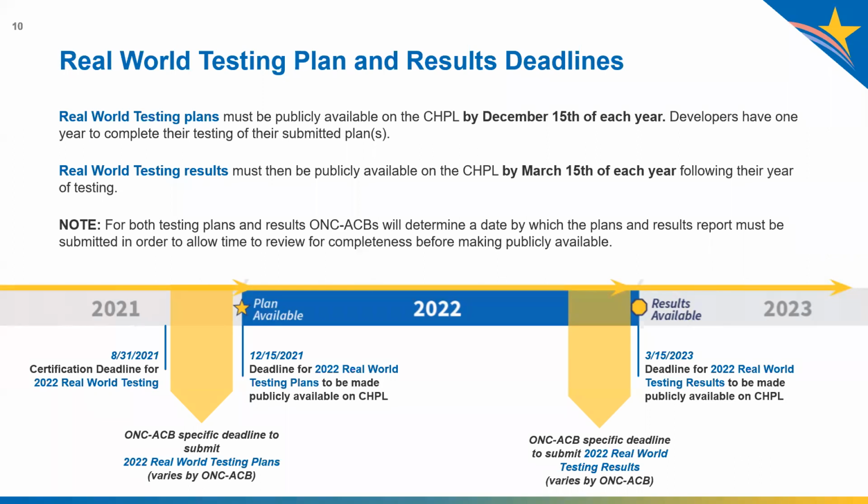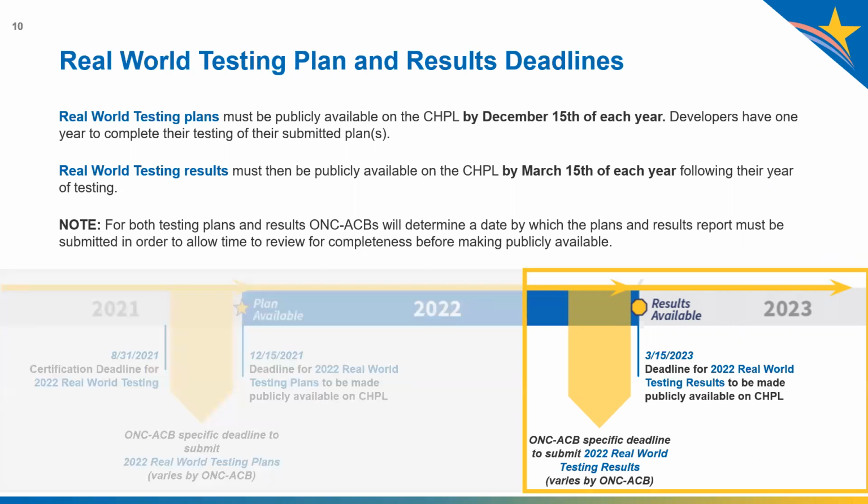So you're probably very familiar with your ACB's plan deadlines because you've been through two cycles of plan submissions. But right now we're in a part of the real world testing cycle where you're going to want to make sure you understand what the specific ACB deadline is for the submission of your real world testing results report, because today we're just a little over a month and a half out. And so if you have not been engaged with your ONC ACB, you want to be sure that you're meeting their internal requirements for them to ensure that your real world testing results report is made publicly available by the regulatory deadline of March 15th of 2023.